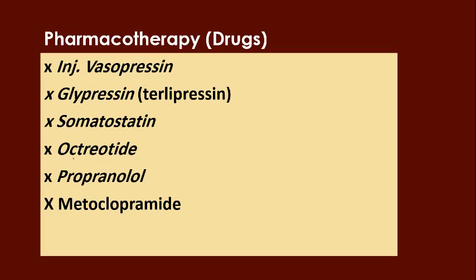Fourth, octreotide, which is a synthetic analog of somatostatin with a half-life of 2 hours, which is the agent of choice in acute bleed. It decreases portal pressure and azygous blood flow, which stops variceal bleeding in 80% of cases. The efficacy is similar to endoscopic sclerotherapy and better than vasopressin.